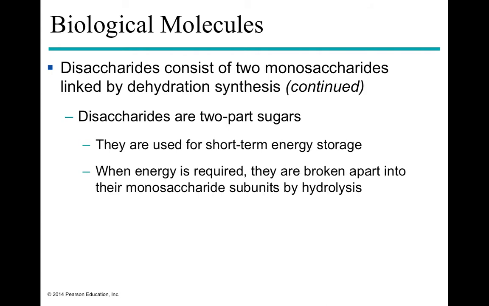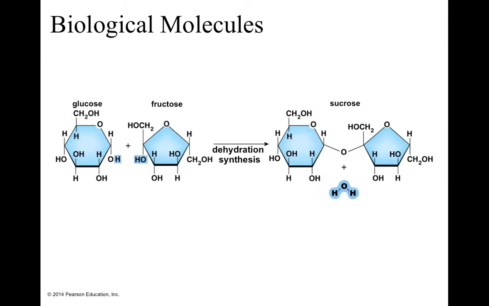Disaccharides are, again, dimers, so they're 2 sugars put together, and they're going to be our short-term energy storage. They basically are going to be broken down into monosaccharides pretty easily by the process of hydrolysis, and that's going to be something that we can then use pretty much immediately, similar to a monomer. It's only one step removed from that.